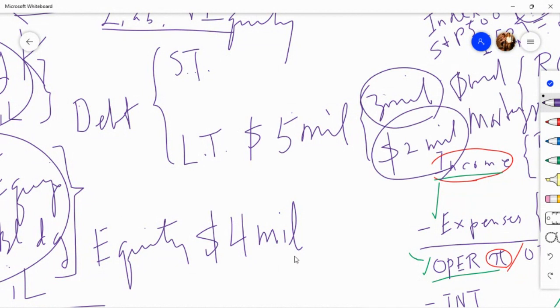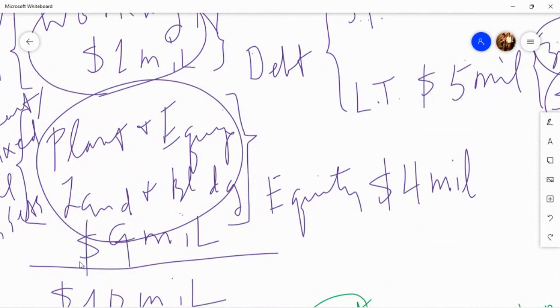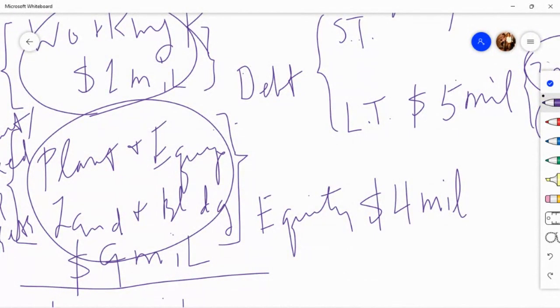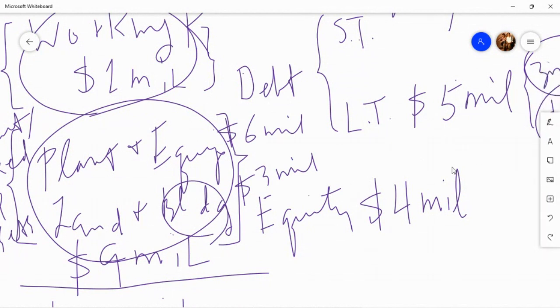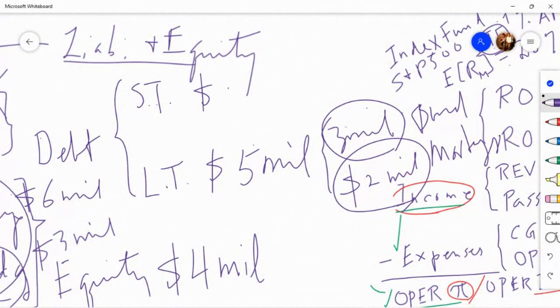Why? Well, you're acquiring land and building, plant and equipment, and they are like $9 million. So let's say plant and equipment is $6 million, and land and building is $3 million. Then maybe you got a mortgage for $2 million, and probably the $2 million is the building, right? But either way, that makes $5 million in long-term debt, and then short-term debt, $1 million.